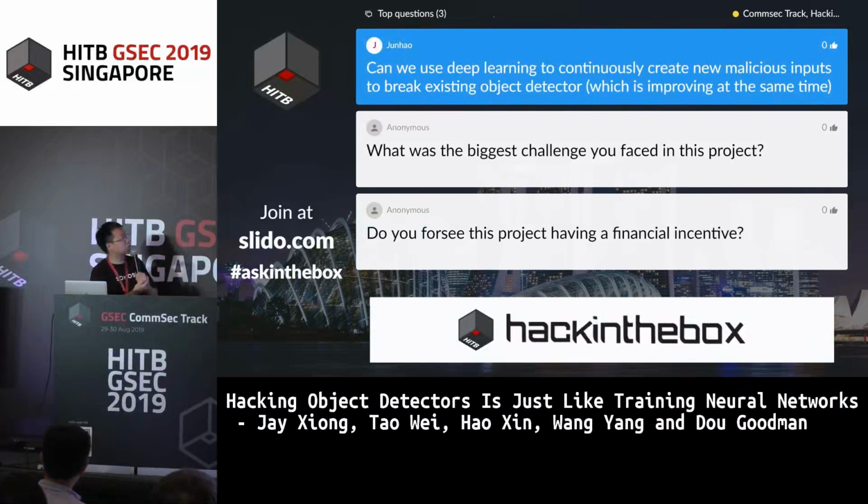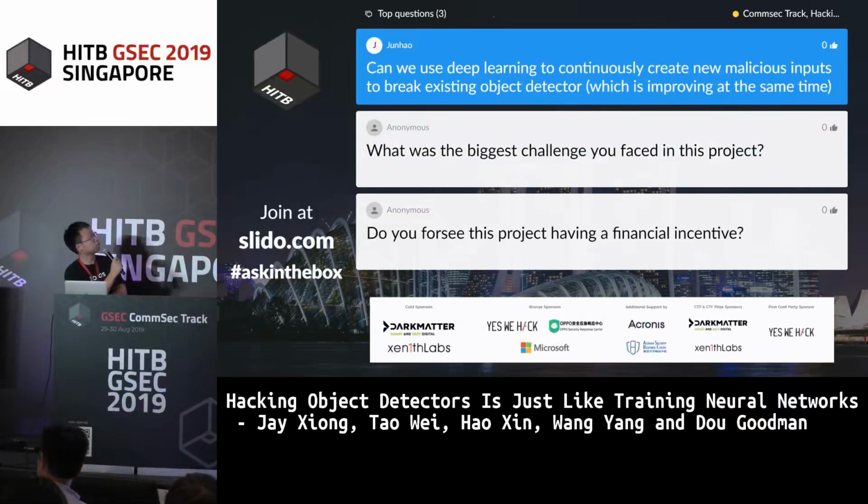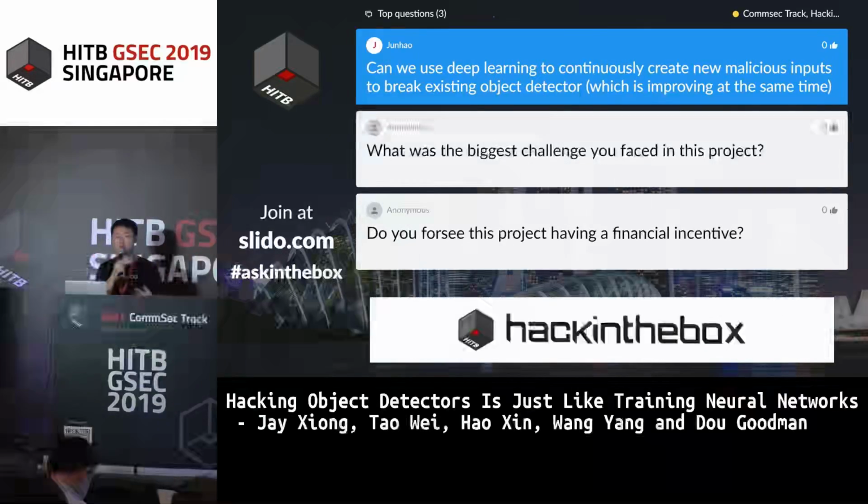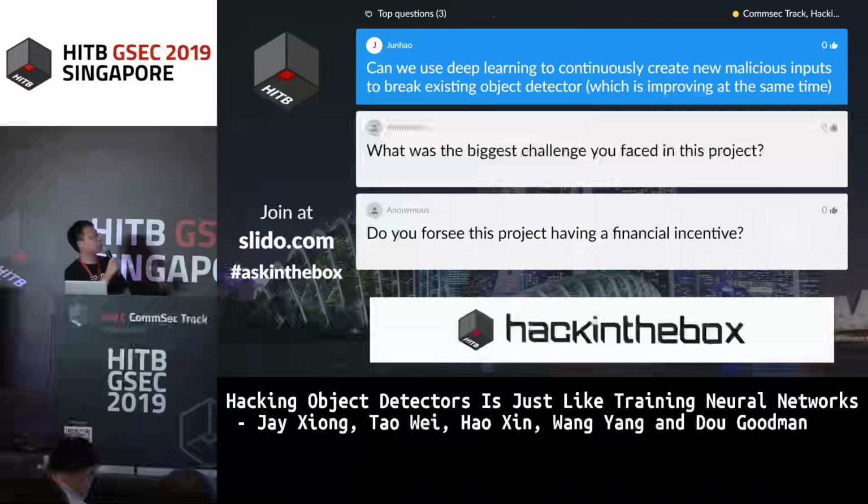Okay. Can we use deep learning to continuously create new malicious inputs to break existing object detectors, which are improving at the same time? I mean, it means that as the object detector grows stronger, the attack grows stronger, or continuous, or what does it mean? Is Junhao here? Can you elaborate on your question, please?